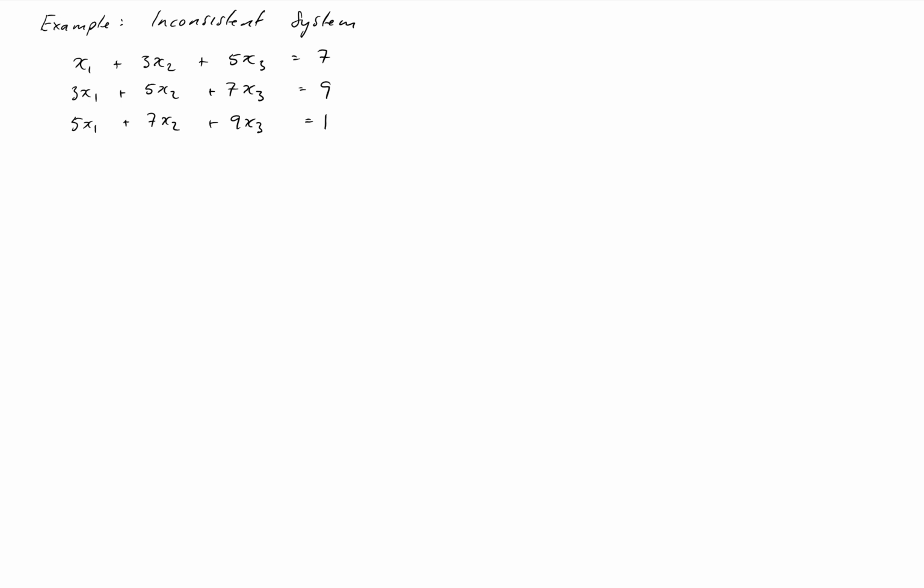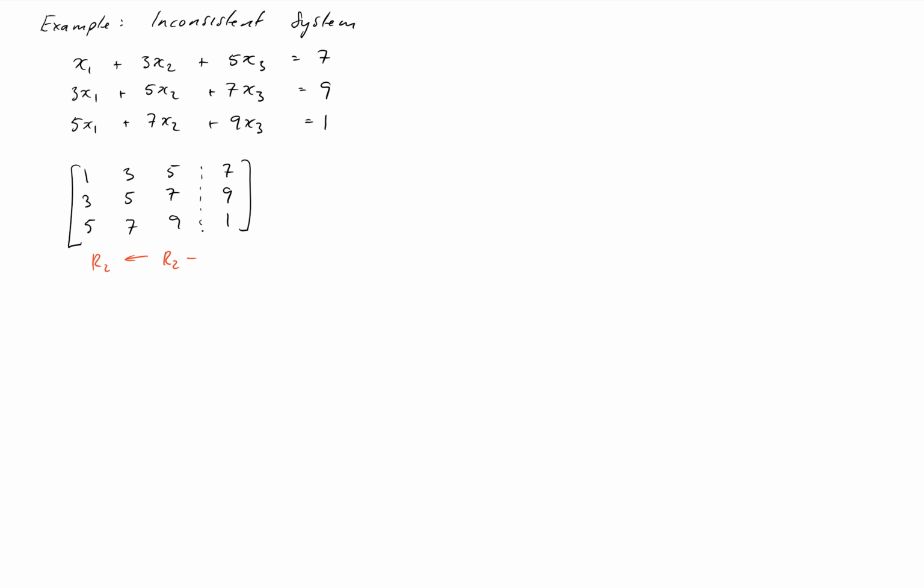This one, once we attack it with our Gaussian elimination, we'll find that it's inconsistent. Just looking at it, there's no way of knowing that, so we just dive in our usual way, and we'll start by setting up the augmented matrix. So we've got our system here, so we'll have 1, 3, 5, 7, 3, 5, 7, 9, and 5, 7, 9, 1. And again, I'll try and remember to put that dashed line down there.